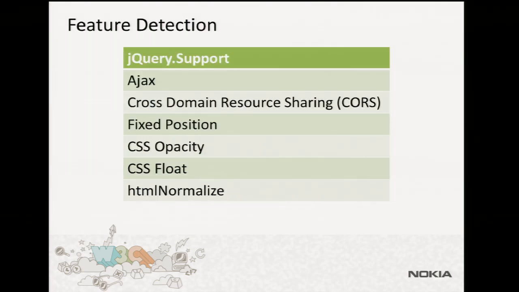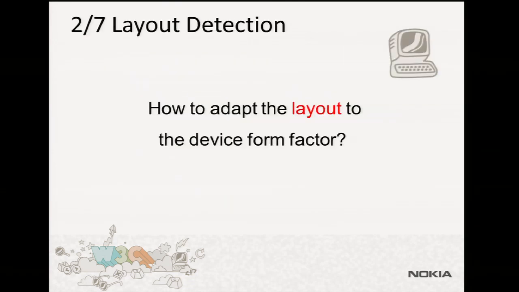So these are some of the main challenges when you are creating an app for these connected devices. Does it have AJAX? Does it allow cross-domain resource sharing? Is fixed position allowed? I think fixed position is not allowed in any of the devices. But whether the opacity feature of CSS3 is implemented on the device, all these things. So you have a very good workaround to detect the features and create your app.